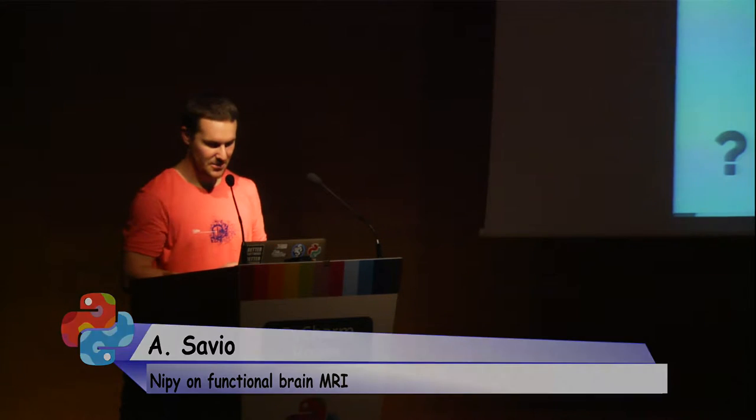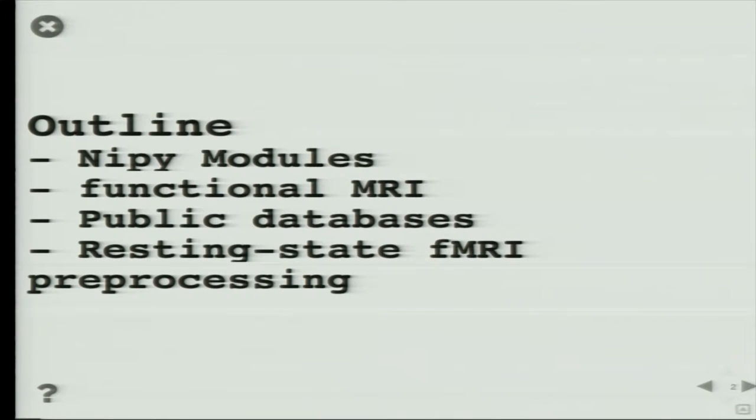I'm Alexandre Savio. I work in the Klinikum Herz der Isar in Munich. The outline of the talk is going to be, first I'm going to introduce the Nipy tools for neuroimaging. I'm going to give a brief introduction to most of them. Then I'm going to explain a bit of what is functional MRI. I'm going to explain a bit the public database that's available to do this kind of experiments, and I'm going to show a bit how you can preprocess fMRI with the Nipy tools.